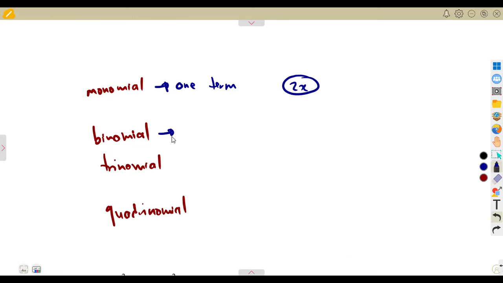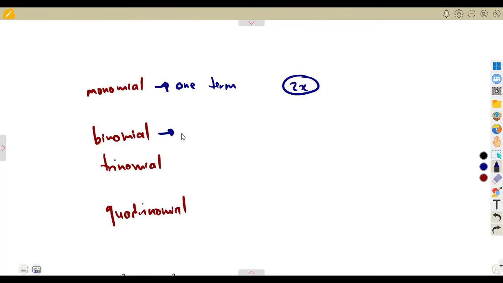Monomial, so that's one term. Binomial, from the word bilateral: whenever there's a bi, that's a two. So bilateral, binomial. So the bi there, that is two. Mono, that's one. Tri, that is three. Quad, four. So you can even take it from that way.